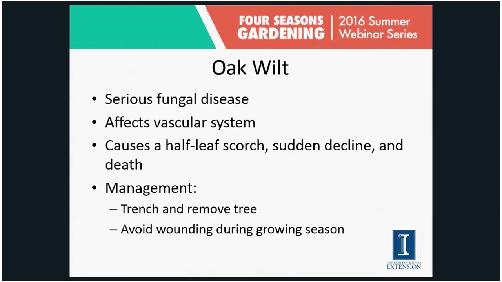Oak wilt causes a half-leaf scorch, a sudden decline, and death. And in the red oak group, trees can die in a single season. Like a large mature tree can die in one season. With the white oaks, it tends to take 2 to 4 years to kill the tree. So unfortunately, people will say, oh, but white oaks are more resistant. Well, a little bit, but if you're looking at the difference between killing a tree in 1 year or killing a tree in 3 years, those are both problematic.